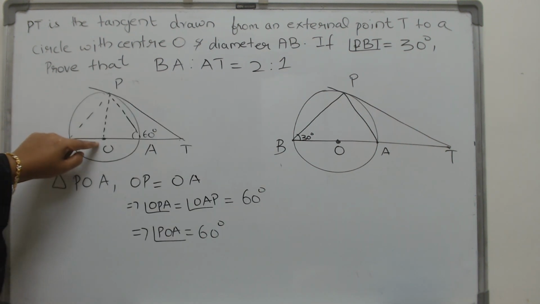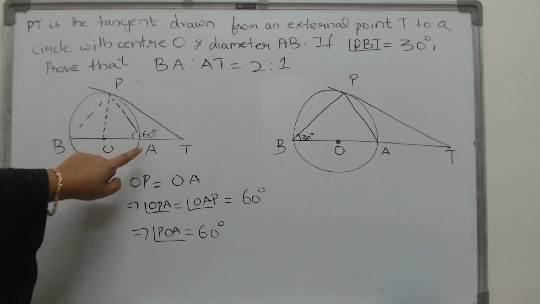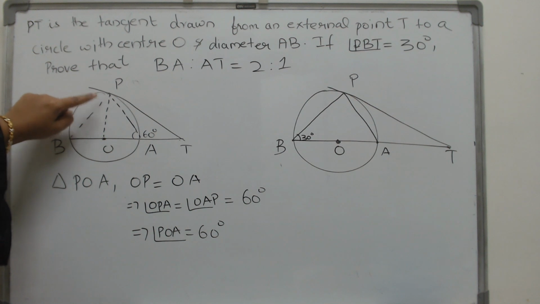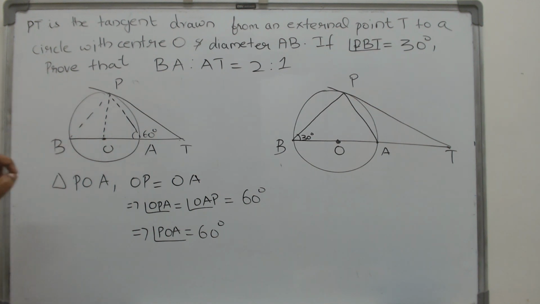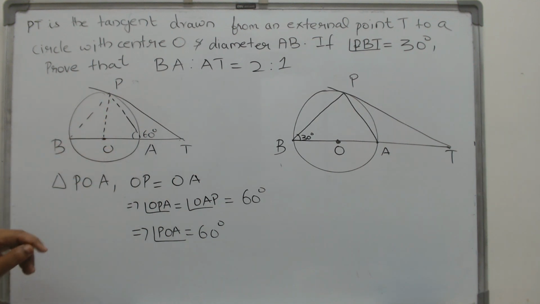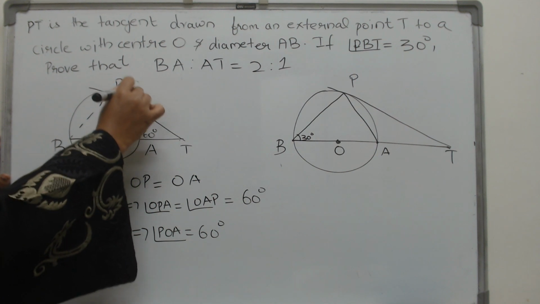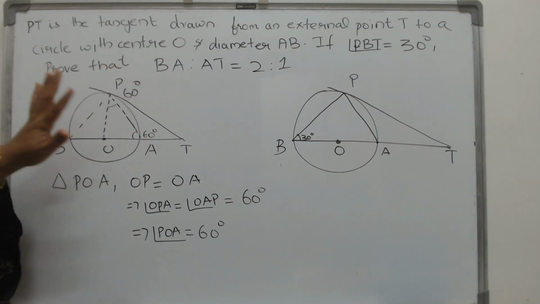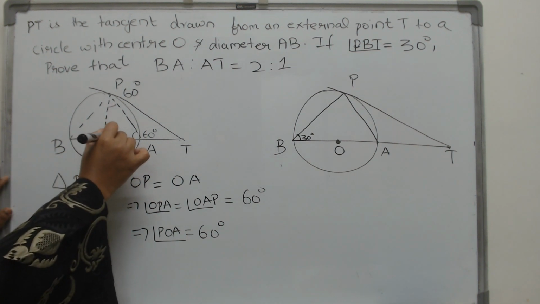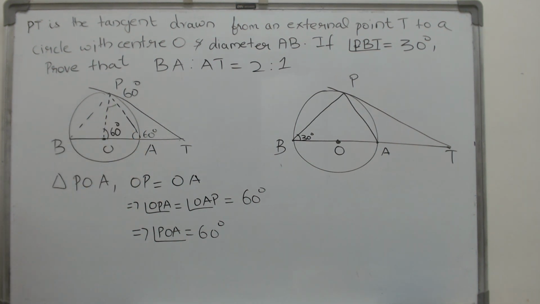Now consider OPA, and what do you have here? OA and OP are both the radii. Two equal sides means their opposite angles are equal. That means if this angle is 60, the other angle is also 60. If two angles are 60, that leaves no other option. This angle is also 60. Do you understand where we are going with this?